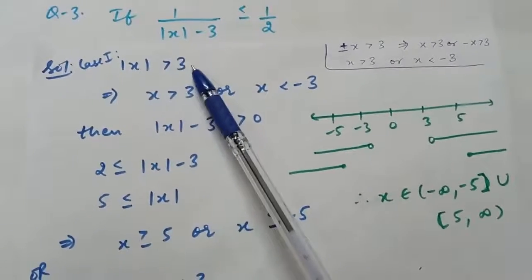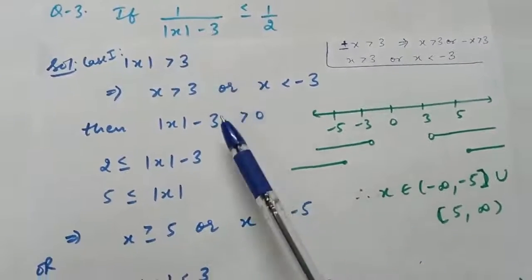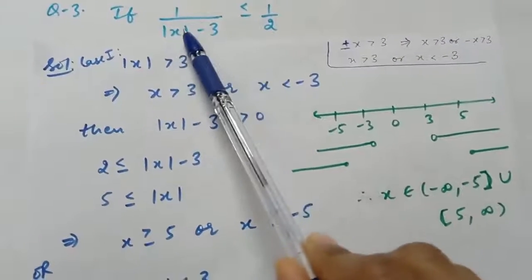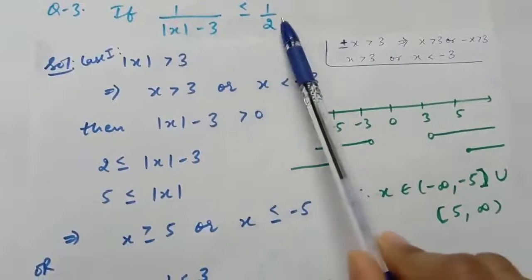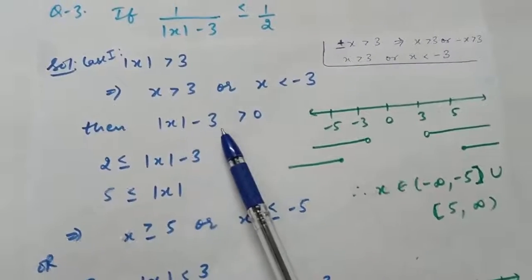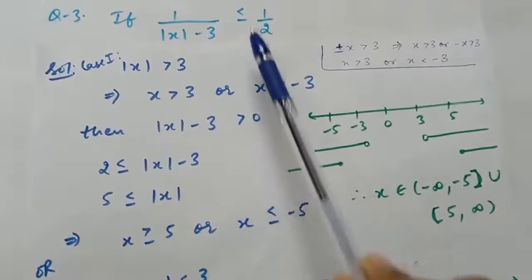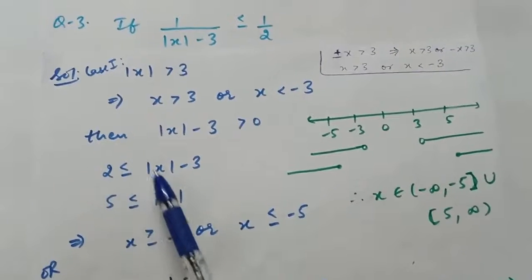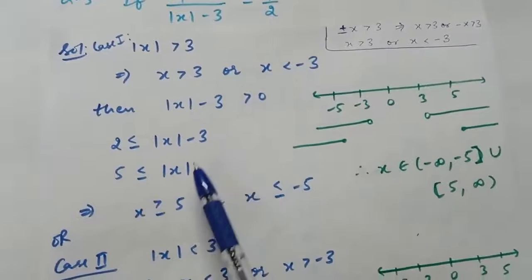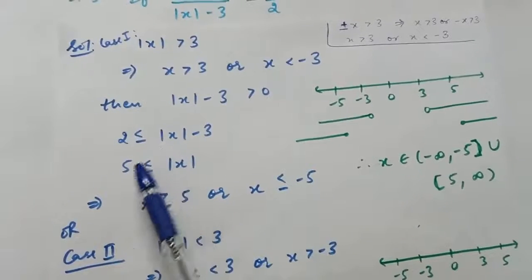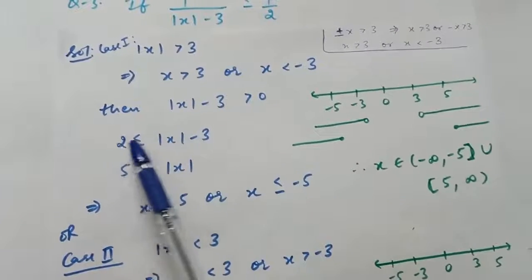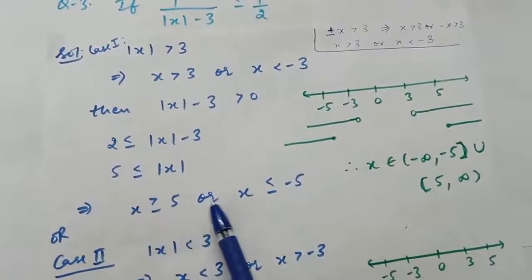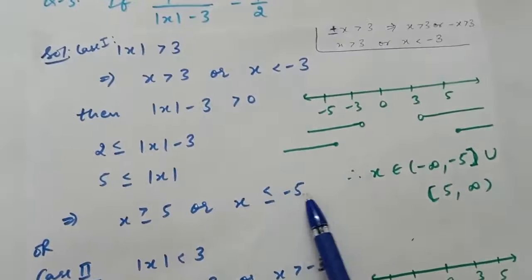If modulus of x is greater than 3, then modulus of x minus 3 will be greater than 0. And if this number is greater than 0, then we will multiply both the sides with modulus of x minus 3. Because it is a positive number, the sign of the inequality will not change, right? So 2 is less than or equal to modulus of x minus 3, which is modulus of x greater than or equal to 5, adding 3 on both the sides. Now this will be x greater than or equal to 5 or x less than or equal to minus 5.